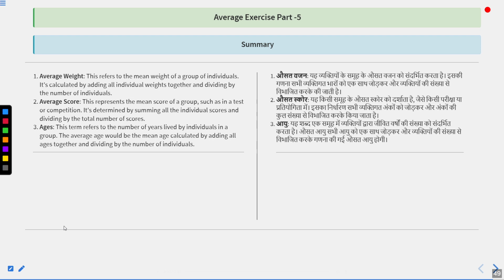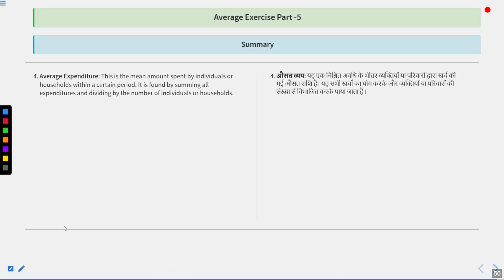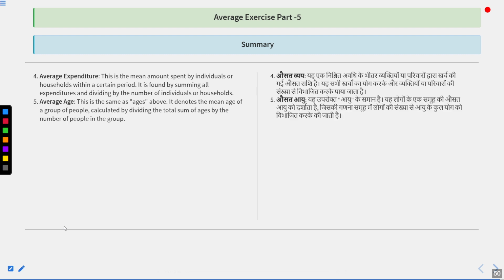What is average age? This term refers to the number of years lived by individuals in a group. The average age would be the mean age calculated by adding all the ages together and dividing by the number of individuals. Next, average expenditure. This is the mean amount spent by an individual or household within a certain period. This is found by summing all expenditures and dividing by the number of individuals or households. In the same way, average age is the same as above. It denotes the mean age of a group of people calculated by dividing the total of ages by the number of people in the group.